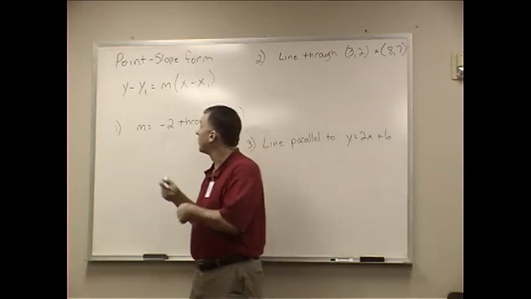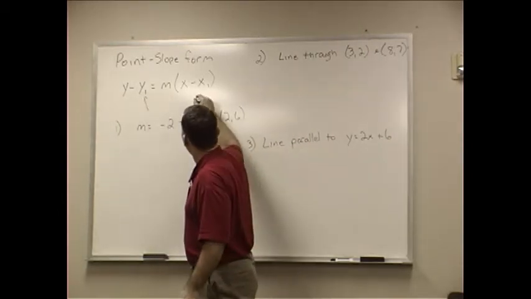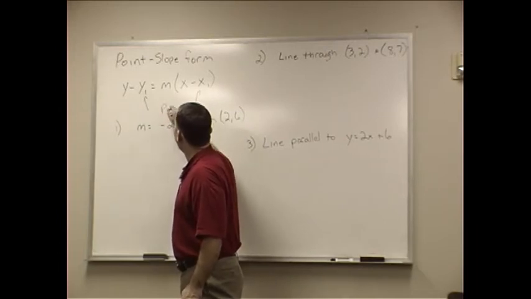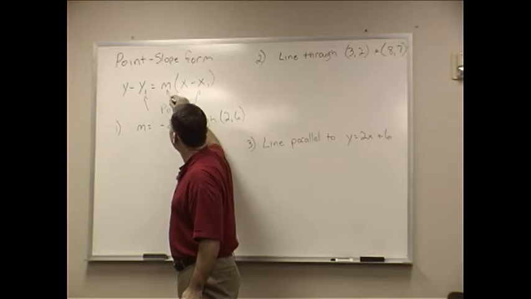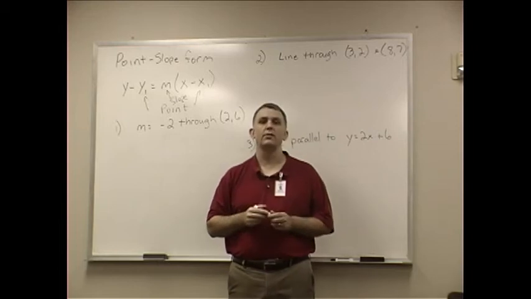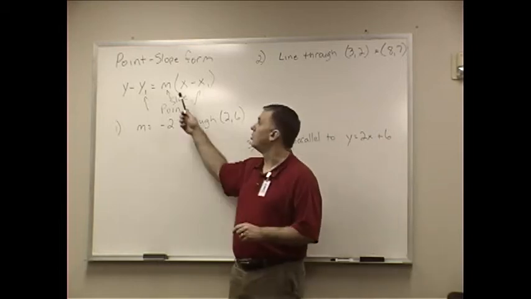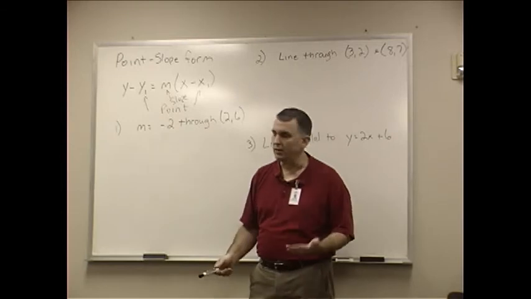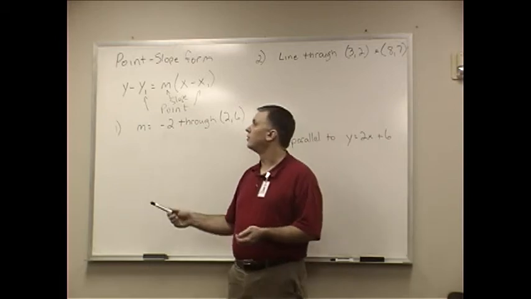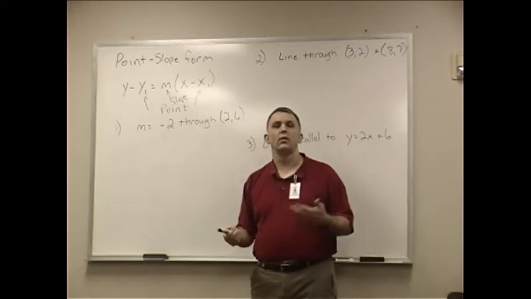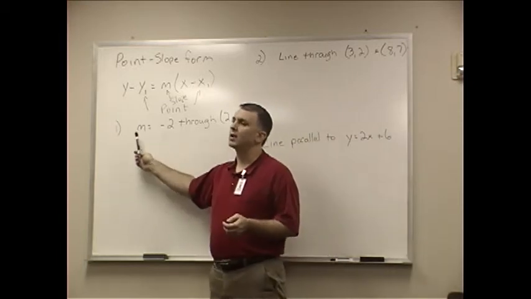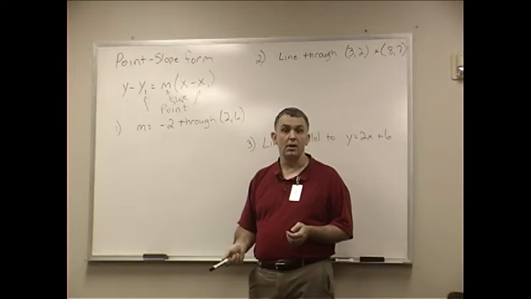You've got to remember that y1 and x1 come from a given point. And of course we know that m is the slope. So there are two pieces of information you need to apply this formula: a slope and a point that the line goes through. And the point itself has two pieces of information. So it's really just a matter of substituting in.